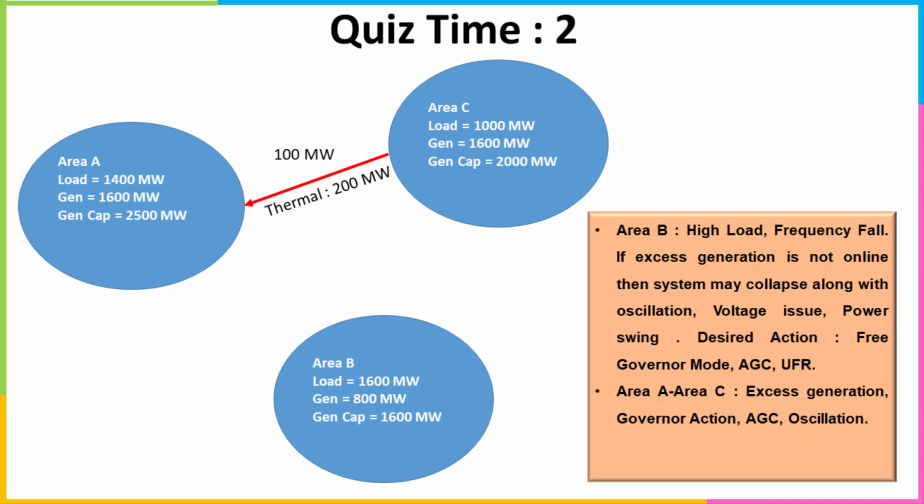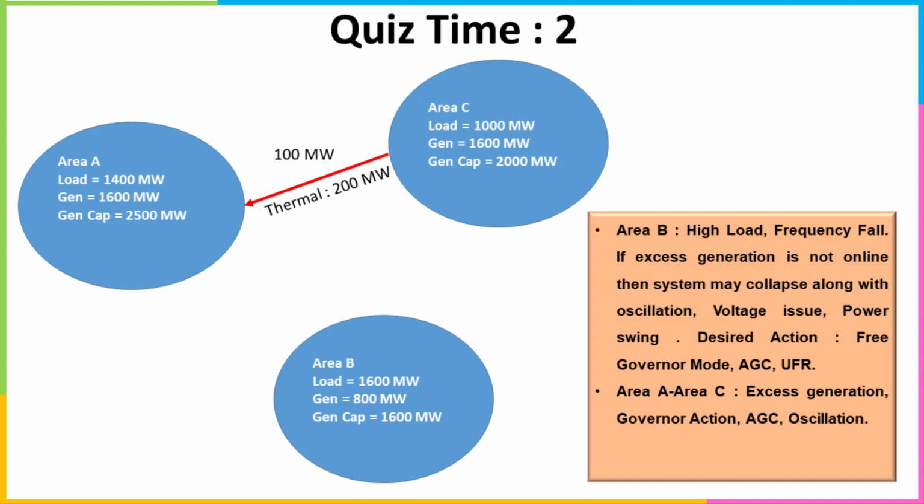Certainly, they were taking a lot of power from the constituent areas. So there will be a power swing between area A and C, and a power swing in area B because the tie line has tripped. What can result in area B? There is a high load, so the frequency will fall. If the excess generation is not online, with a capacity of 1600 megawatt, what will happen?